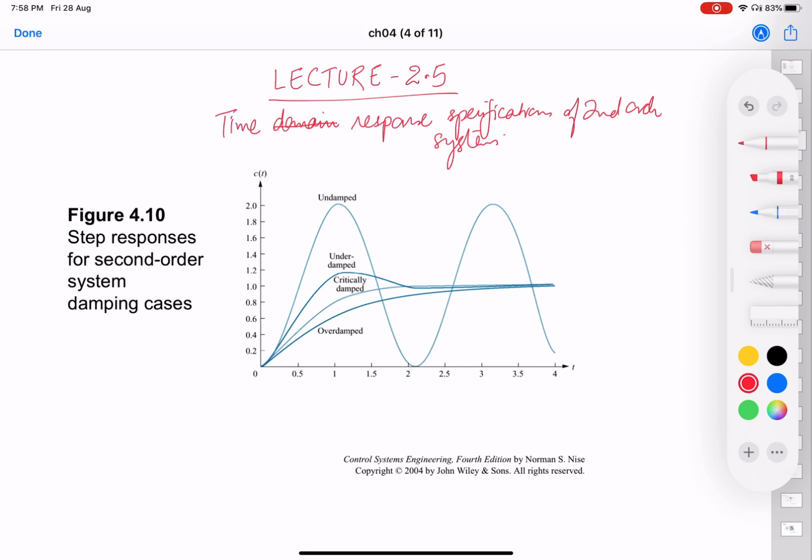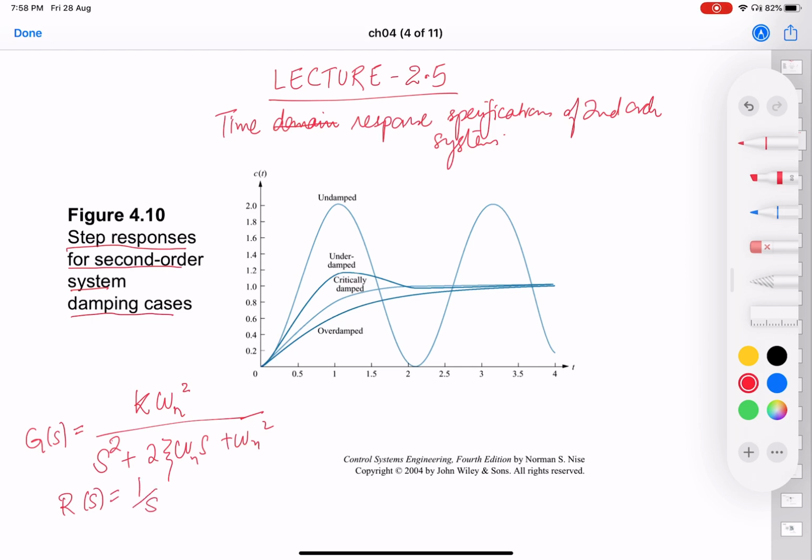So we have seen step responses for second order systems for different cases of damping and damping ratio. We have taken the second order system to be a 1 without a 0. So it will be k omega n square, divided by s square plus twice zeta omega n s plus omega n square. So this is our second order system. And we have analyzed the response to step input R(s) equal to 1 by s.